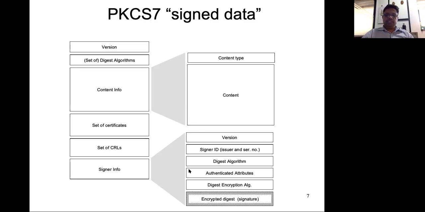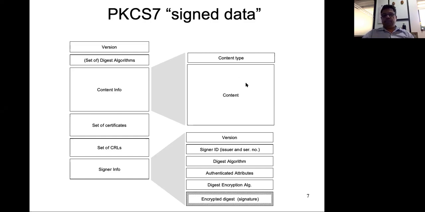So this consists of the signer information. So content information is our content, MIME content. In case of email, this is our email content. Then content type is text or maybe HTML.